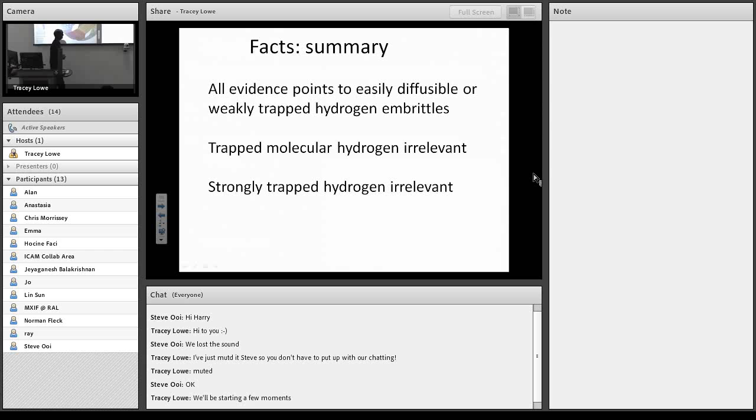Okay, so just to summarize, all the evidence points to the culprit being diffusible hydrogen. That means hydrogen which can move about very easily inside the steel. If you try to take it out, it can come out at temperatures less than 100 degrees centigrade. Anything that is trapped in molecular form is not relevant. It doesn't have any influence on the mechanical properties of the iron. It can't move about unless it's in voids which are under extremely high pressure, because they are very small voids. And the same thing applies to strongly trapped hydrogen, because it's not going to move out. Even if it's atomic hydrogen, it can't move, it doesn't do the damage. That we know for a fact.